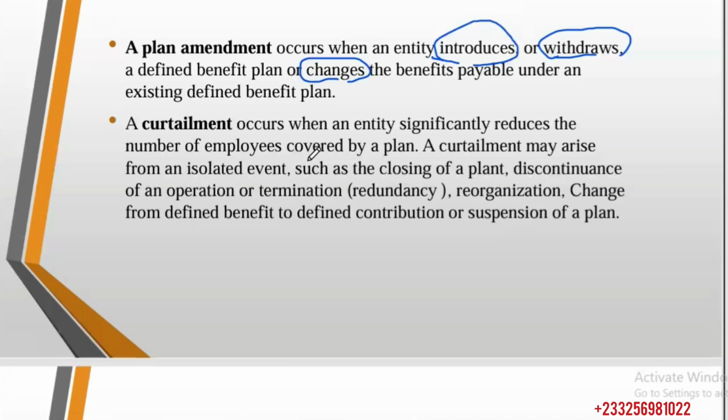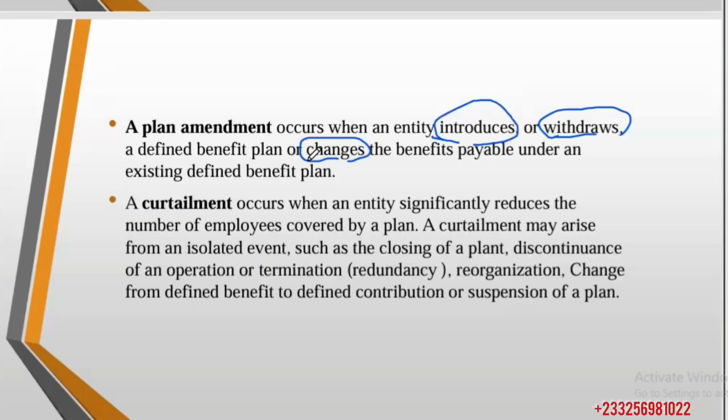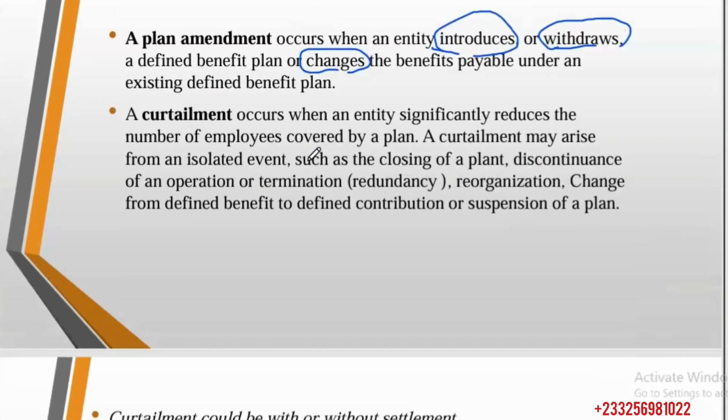But mainly, amendment happens when there has been an improvement in the benefit paid or payable to employees under an existing plan, because normally plans are amended upward to provide additional benefit to employees, and that will result in extra obligation by the entity. Good. Then we have what we call the curtailment.